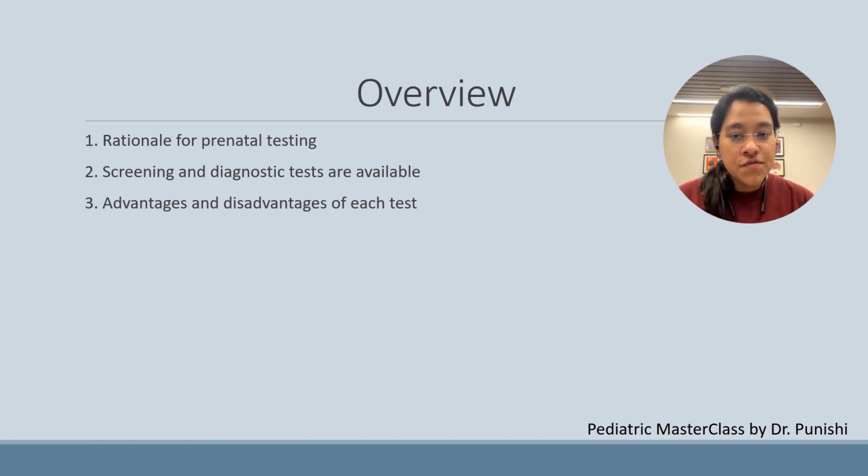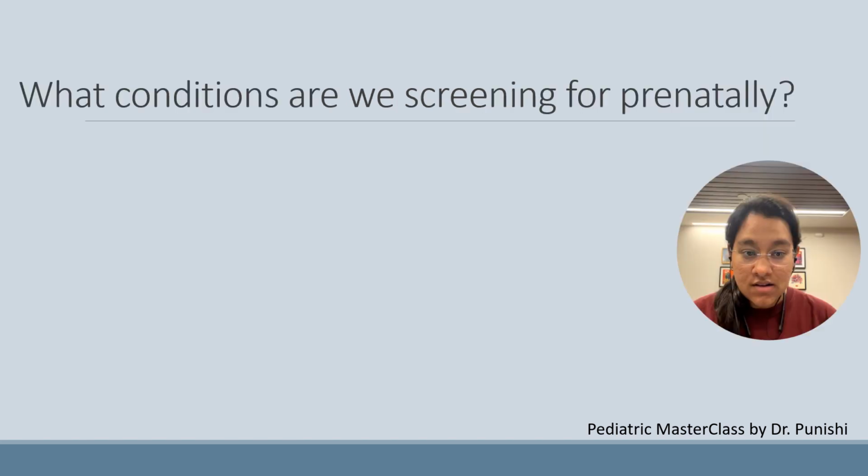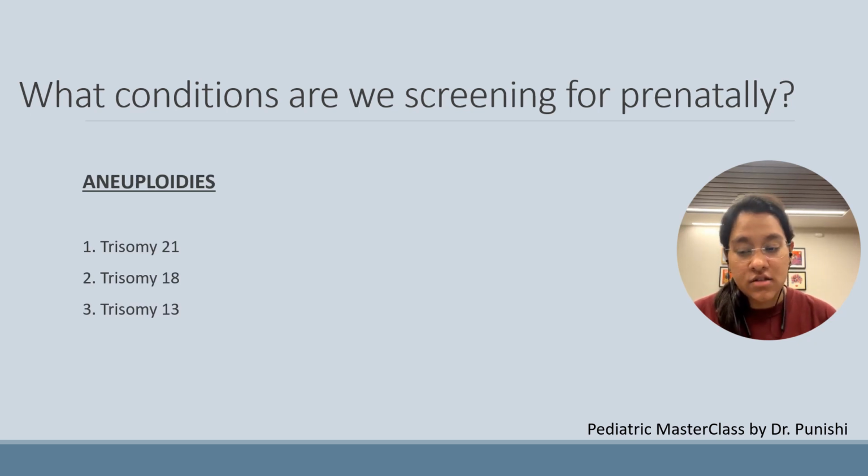So before we move into the discussion of the testing, let's see what conditions are screened prenatally. So mostly we are aiming for aneuploidies. Again, the commonest ones being trisomy 21, which is Down syndrome, trisomy 18, which is Edward, and trisomy 13, which is Patau syndrome. But depending on the prenatal tests being used, there are a lot of other conditions that also can be diagnosed prenatally, but these are the ones that we definitely want to emphasize on.